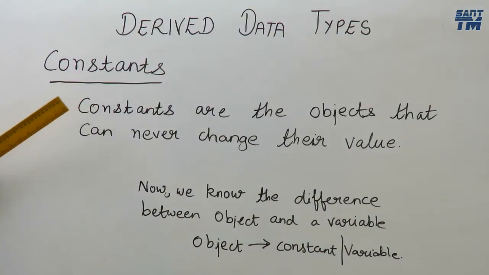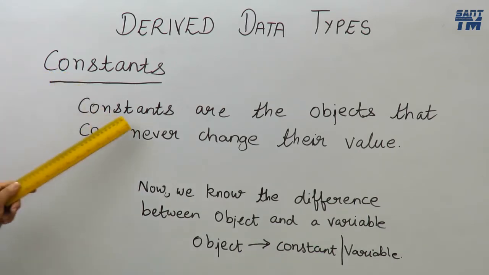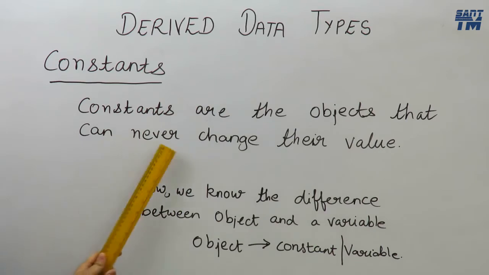Constants are another type of derived data types in C++. By the name constants, we mean that constants are the objects that can never change their value. Note this down, objects that can never change their value.